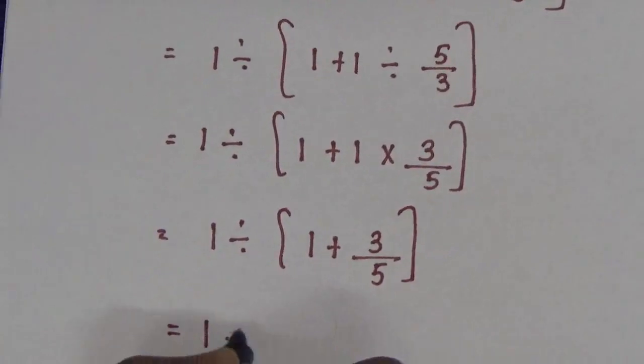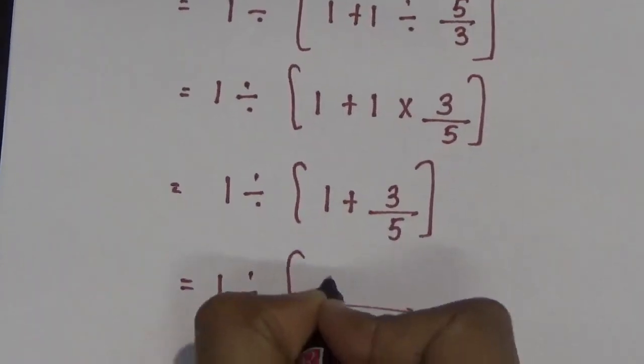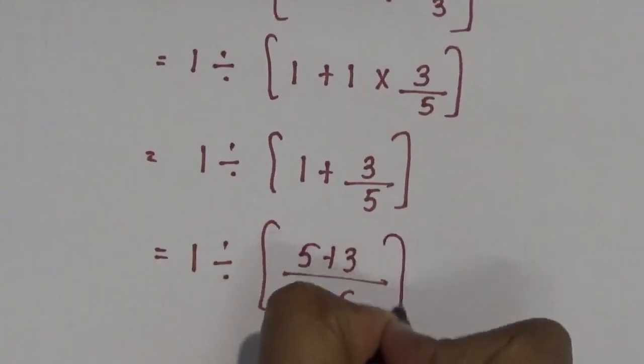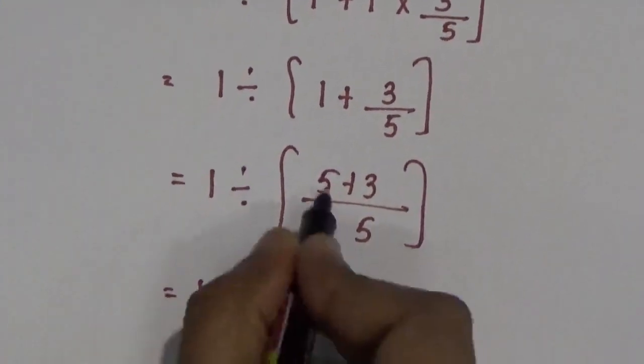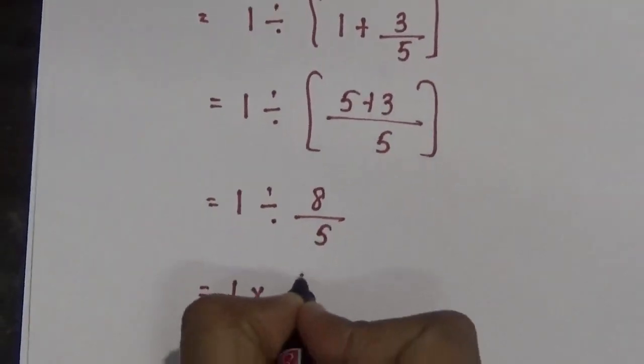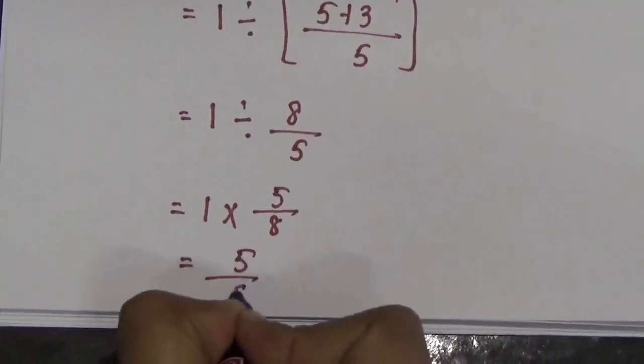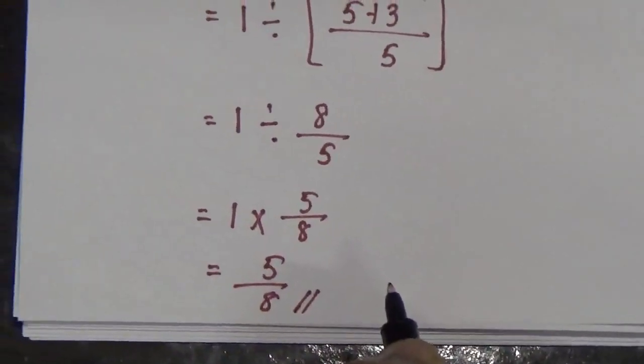Now 1 divided by 1 plus 3 by 5, that is 5 plus 3 over 5. So it is 1 divided by 8 by 5. That is 1 into the reciprocal of 8 by 5, that is 5 by 8. So 1 into 5 by 8 is 5 by 8. So the answer is 5 by 8.